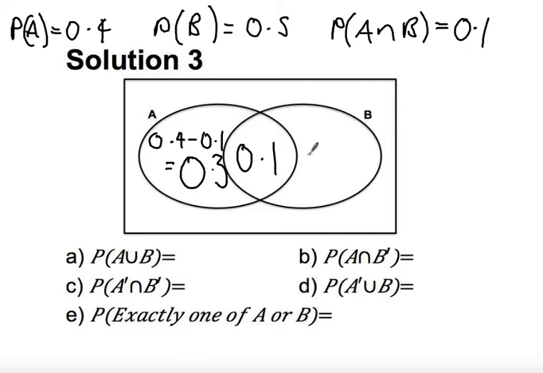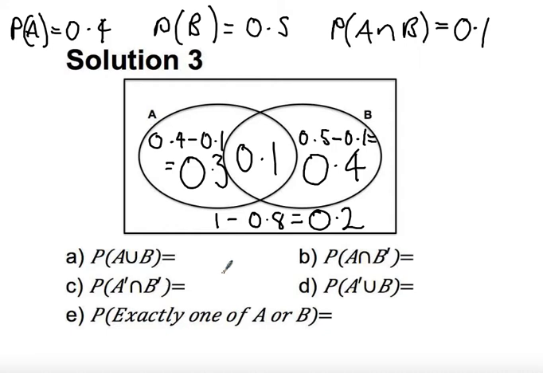Same sort of idea for the remaining part of B. It must total up to 0.5. So we're just going to take the proportion that's contained within the intersect out already. So I get an answer of 0.4. Now, the total probability within this Venn diagram must total up to 1. At the moment, I've got 0.3, 0.1, 0.4, which is 0.8. So the remaining part must be 1 minus 0.8, which gives me a probability of 0.2.